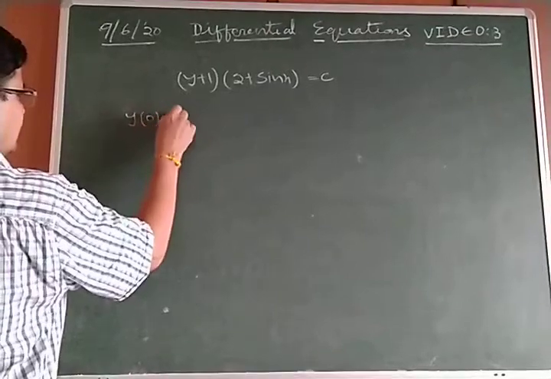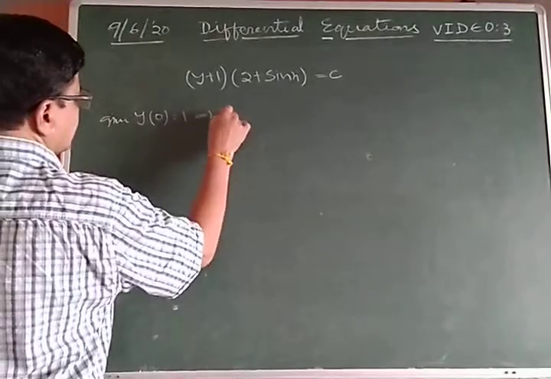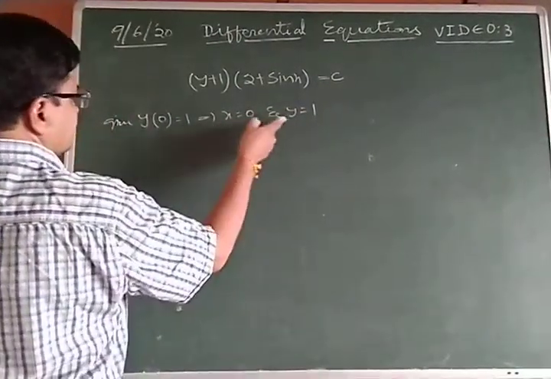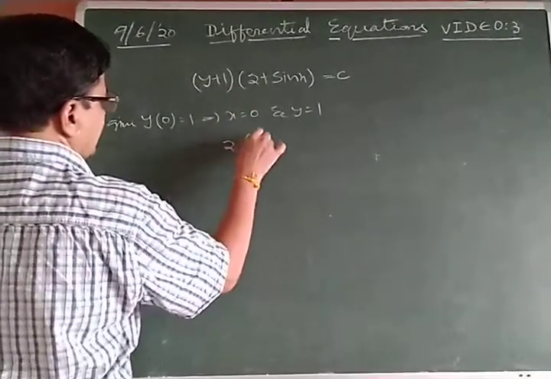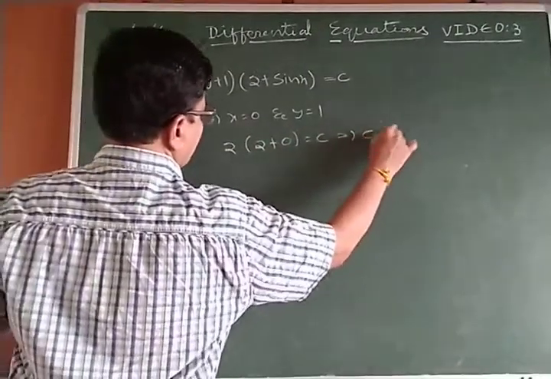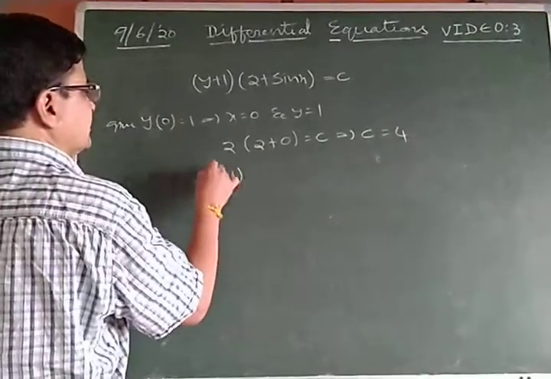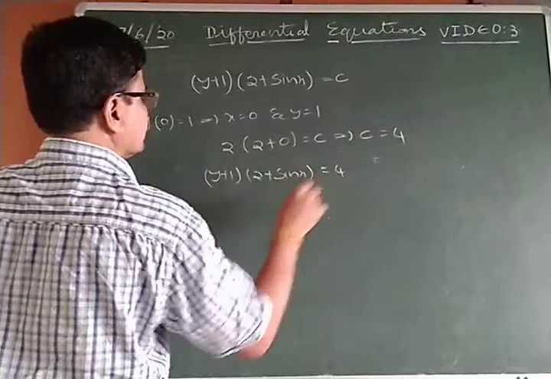y of 0 is equal to 1. Given y of 0 is equal to 1, that implies x is equal to 0 and y is equal to 1. So substituting these values in this, (1 plus 1) is 2, into (2 plus sin 0) is 0, is equal to c. So c is equal to 4. Therefore (y plus 1) into (2 plus sin x) is equal to 4.